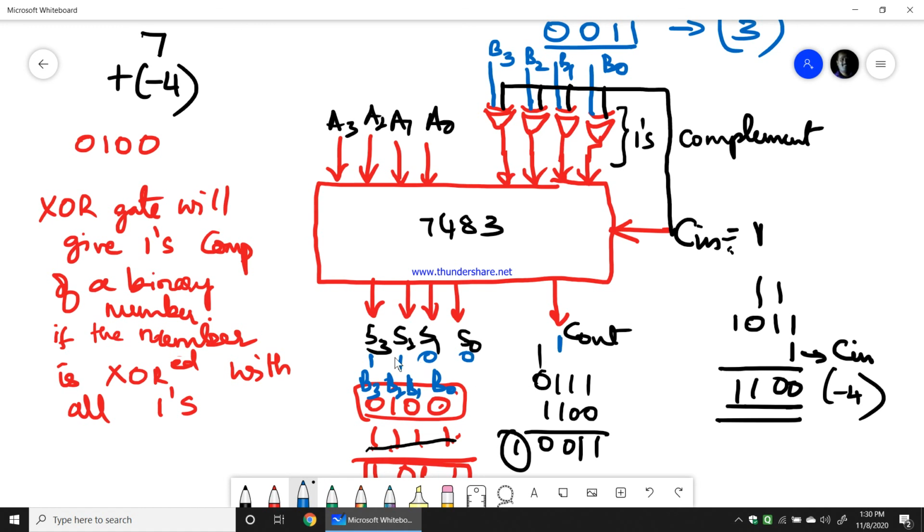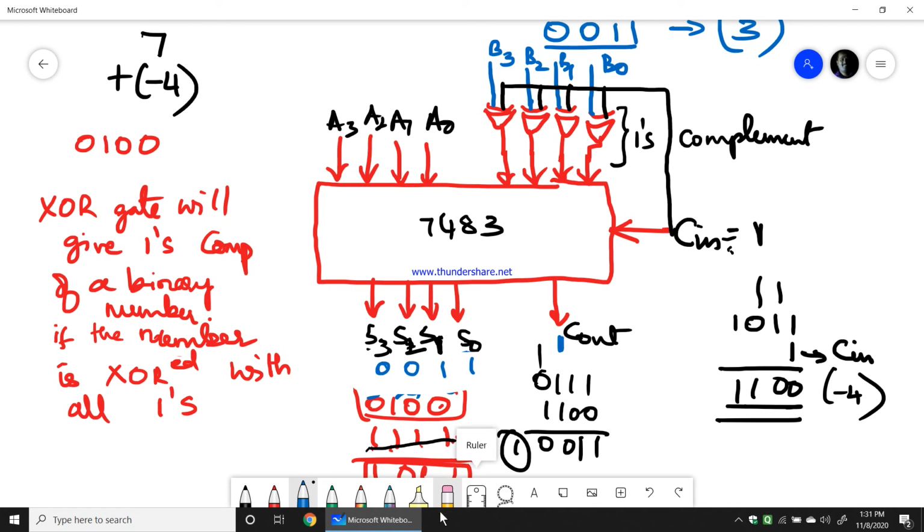So you get 0, 0, 1, 1 and this Cout as 1. So I hope this is what the parallel subtractor is. This is the parallel subtractor using 7483.